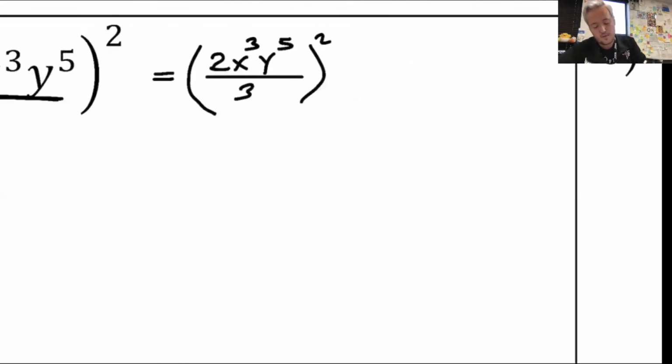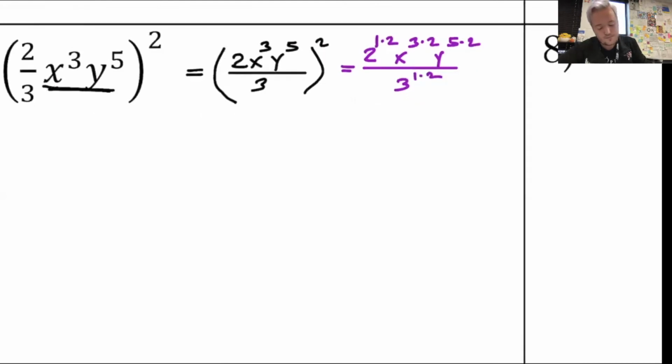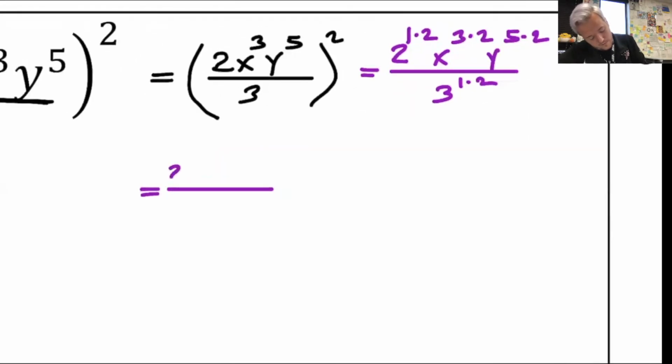All right, so from here, I'm essentially going to distribute the exponent. So everything is going to get an exponent of 2. So 2 to the 1 times 2, x to the 3 times 2, y to the 5 times 2, and 3 to the 1 times 2. So all those exponents are getting multiplied by 2, which means we're going to have 2 squared, x to the 6th, y to the 10th, over 3 squared.